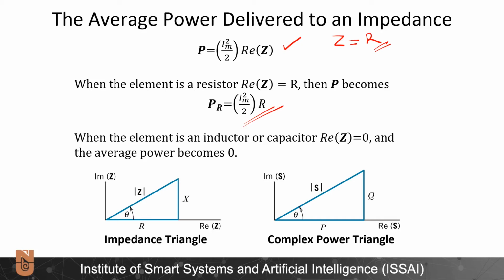But if we have an inductor or capacitor, the real part is equal to 0, and therefore the average power absorbed by these elements is also equal to 0. Let us remember here the impedance triangle. Here we have the real part, here we have the imaginary part, the magnitude is Z and the angle is theta. Similarly, we can have a complex power triangle where we have P here, the imaginary power Q here, the complex power magnitude S here, and the angle theta.